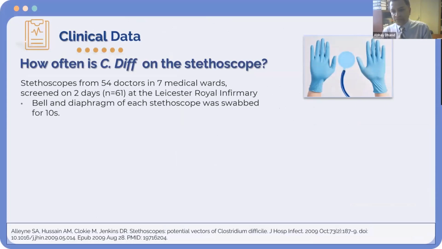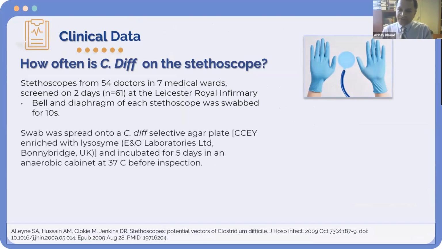So the next organism of interest is Clostridium difficile, and it is important because we know C. diff spreads in the hospital with spores, and spores do not get inactivated by alcohol. So this is an interesting study in which the investigators wanted to look at how much of the C. diff gets transmitted via the stethoscope.